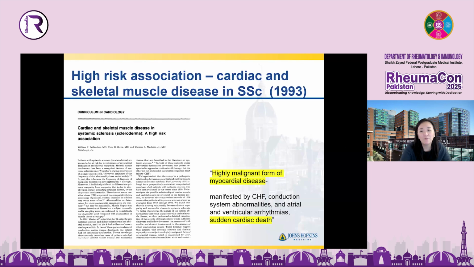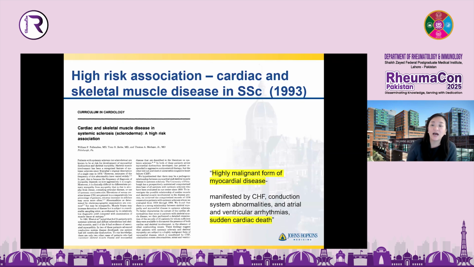I've read this paper more than 10 times now because it's always been on my mind why my patients would suddenly die in their sleep. Or I would get a call from a family member that she was doing well, but suddenly she had palpitations, and she unfortunately died in her sleep. So this is unrelated to pulmonary hypertension. This is truly related to the myocardial disease.